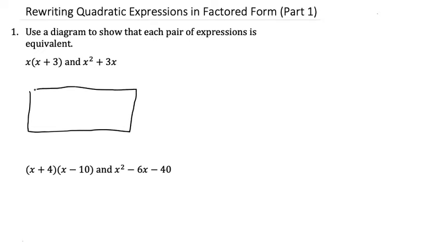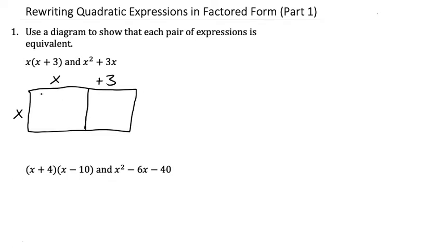So we did this earlier, but if you remember, we're labeling one side of the rectangle with one of the factors. So I'm going to label this side with x and the other side with the other factor. I'm going to label the other side with x plus 3 and divide that into two boxes, one for the x and one for the 3.